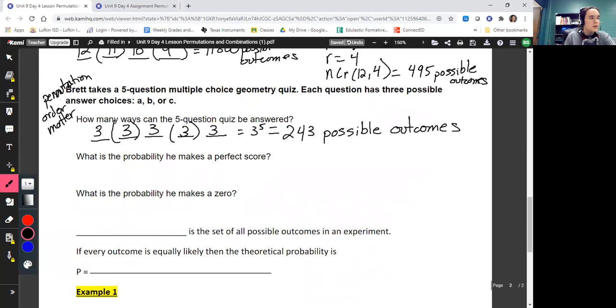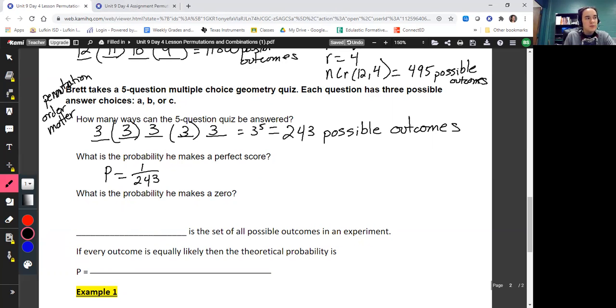And then we want to know the probability of making a perfect score, meaning 100. So there's only one way to answer each of these questions and make a 100. So our probability for a perfect score is 1 out of 243.